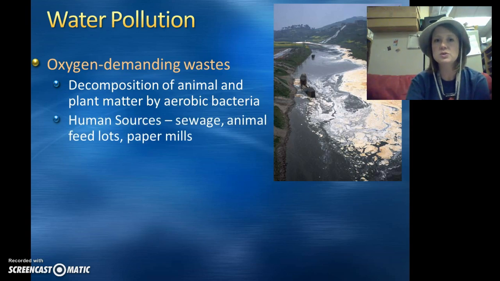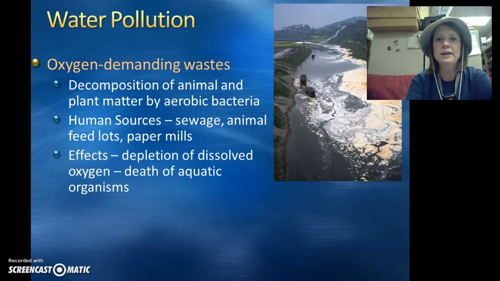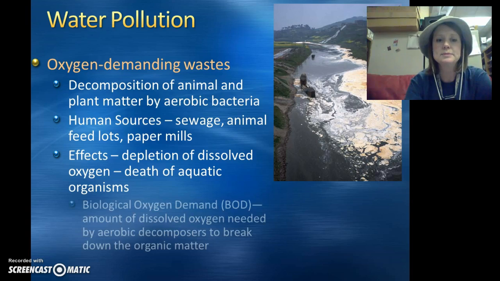So that could be human sources like sewage, animal feedlots, or as you can see in this picture, the pulp from paper mills. So when the decomposers use up the oxygen, the dissolved oxygen levels in the water drop, and that can cause the death of the native aquatic organisms.